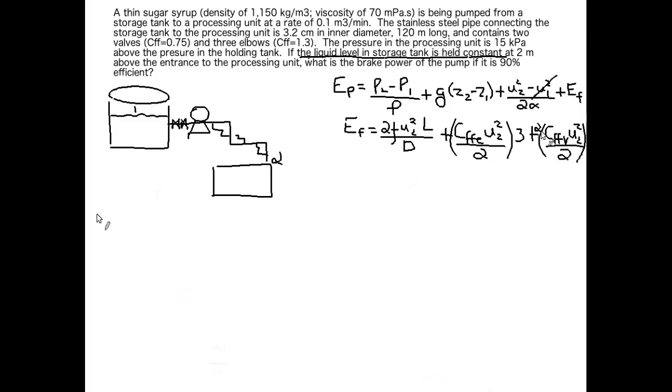The next 2 terms account for the friction going through our elbows and our valves. So we multiply the elbow term by 3 because we have 3 elbows. We multiply the valve term by 2 because we have 2 valves. So when we write out our entire fluid flow balance, taking out all our unneeded terms, this is what it's going to look like.